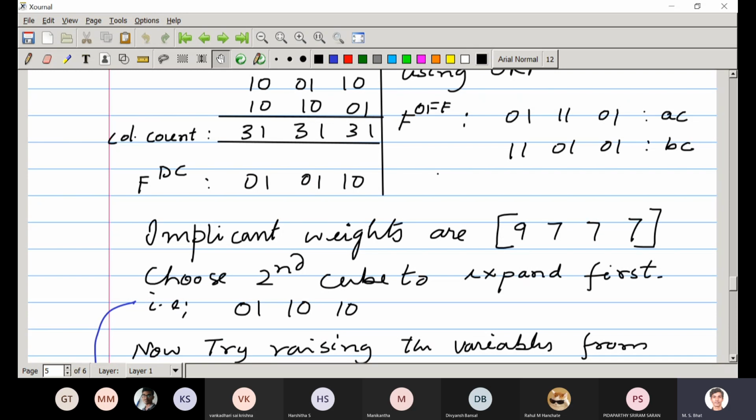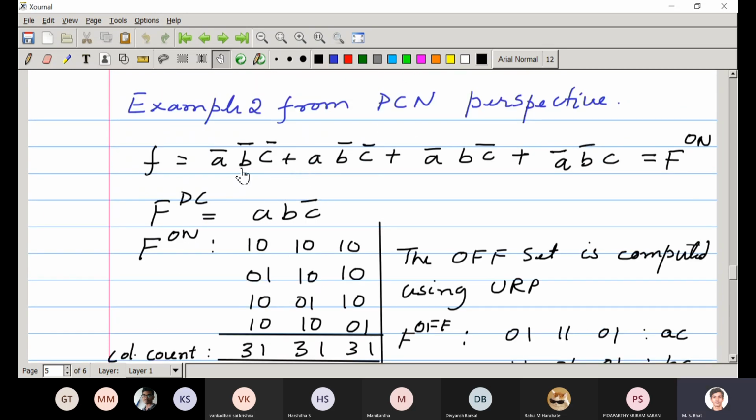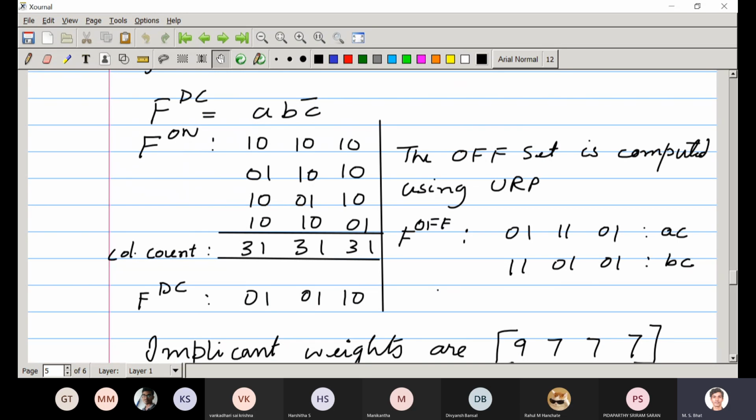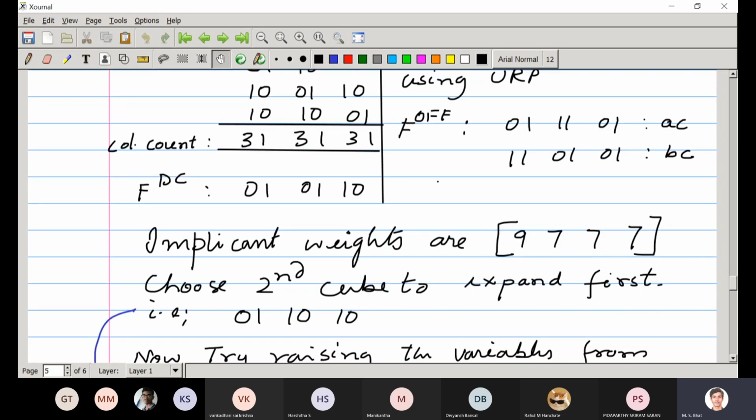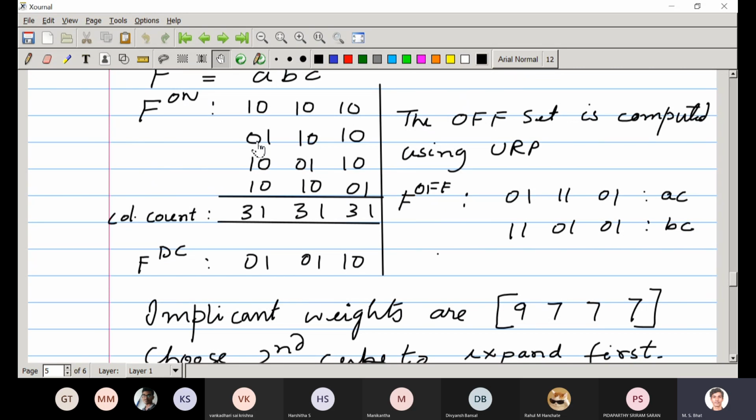Now the smallest weight is 7, so you choose the second cube to expand first. All of them have 3 literals, so apparently you can choose any of them for expansion. But if I use this method to choose the best cube to expand, it is the second cube. Let us take the second cube for expansion. The second cube is a b bar c bar, 0 1 1 0 1 0.